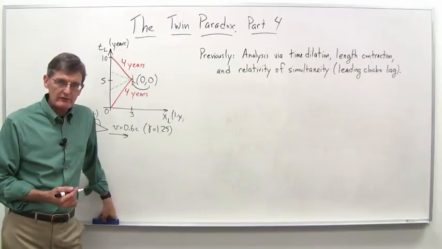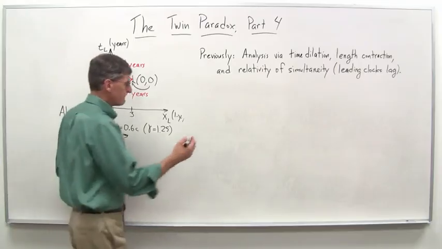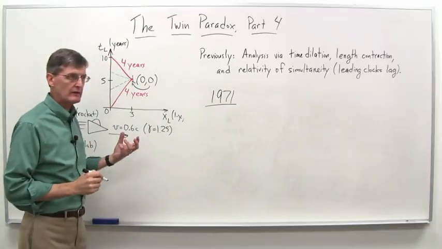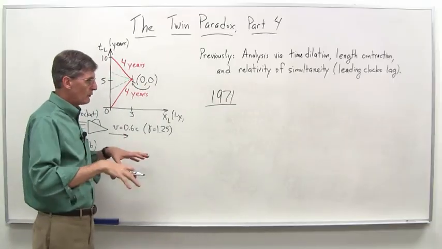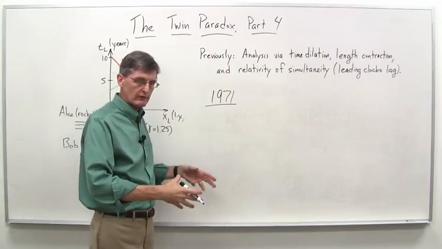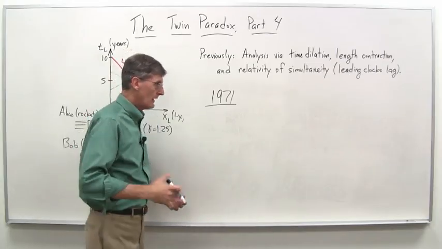But I've also mentioned these airline experiments they've done. The first one, if you're interested, was done in 1971, I believe, where they had two accurate atomic clocks on the ground, and then they took some portable ones up in commercial airliners and flew around.